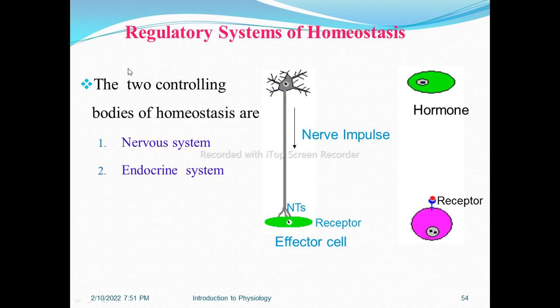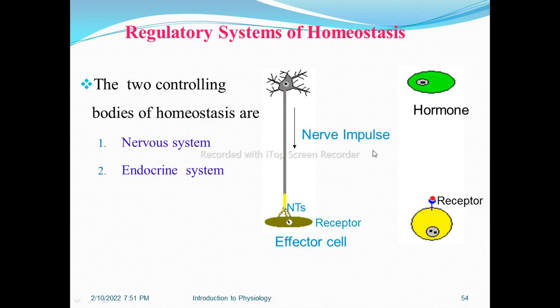The other very important systems are the nervous system and the endocrine system. These are the regulatory systems of homeostasis, the two controlling bodies of homeostasis. This is how the nervous system works. This is a cell body, this is an axon, and this is a nerve impulse. The nerve impulse travels along, and neurotransmitters are released onto the receptor or effector cell. And this is the endocrine system, where the released substance is a hormone, and this is the nerve impulse. This is a receptor organ, and this is a gland, so it goes just like this. So the two systems are very important. Both are important for controlling human body organs or systems. But there is a difference in the nervous system.